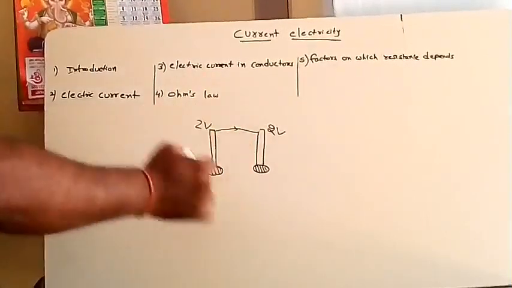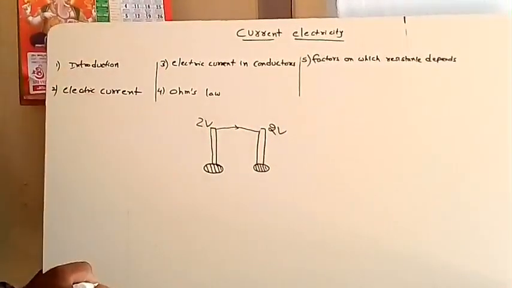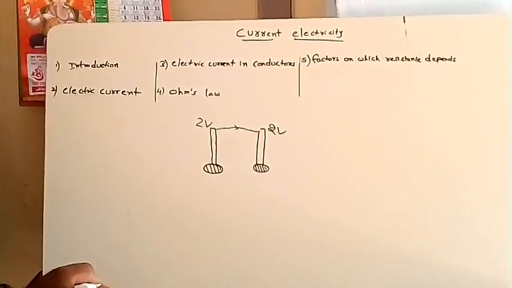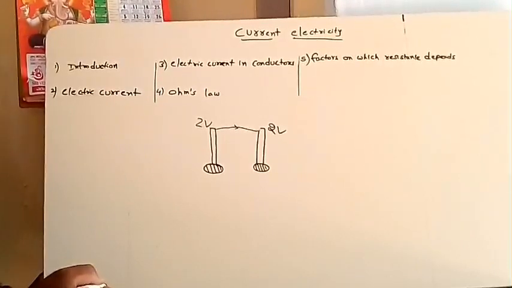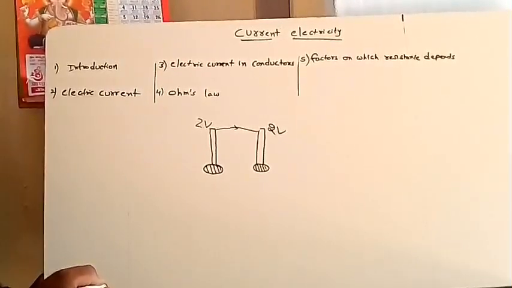So finally, from this simple concept, we can know that the potential difference is causing the charges to flow from one point to another point. So this net flow of charges we call it an electric current.